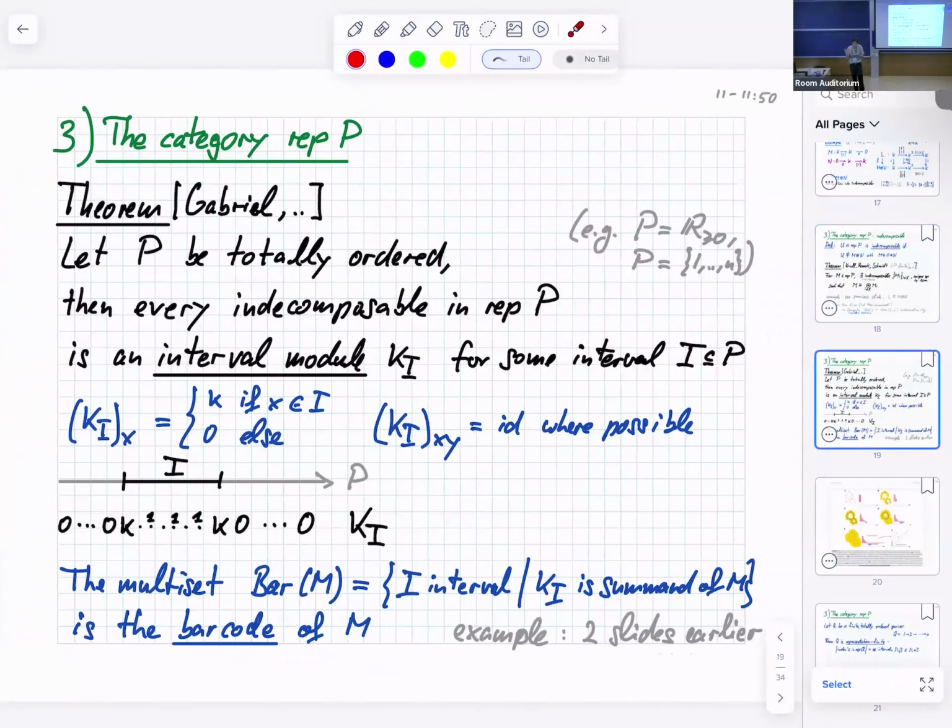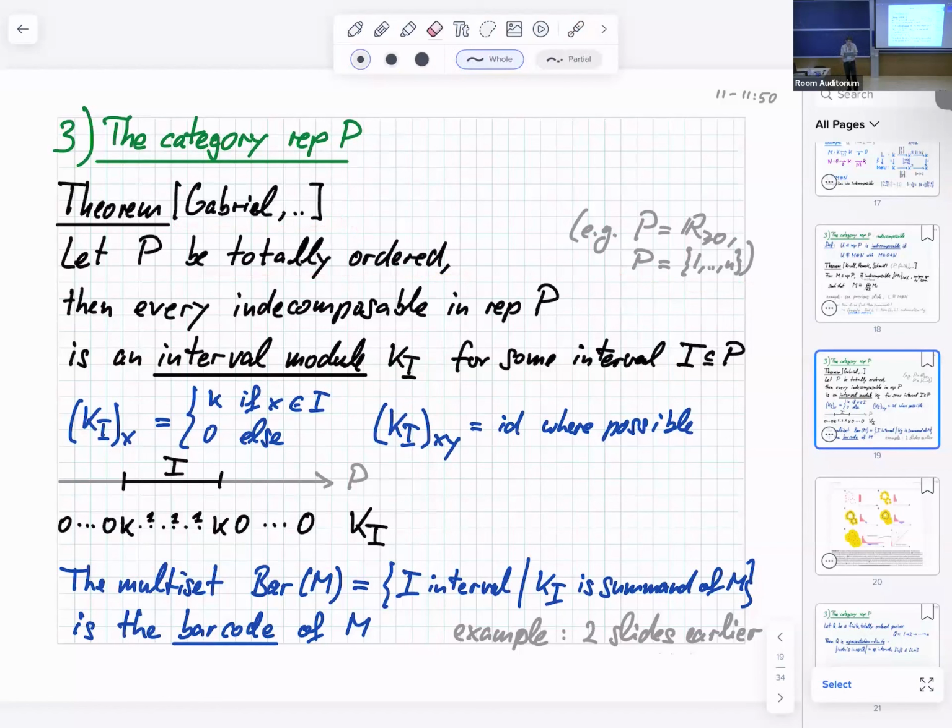However, there are some situations that are much better understood. And this situation for posets is where the poset is totally ordered. So in our example, we had the positive real numbers, or you can take the finite poset ordered 1, 2, 3, 4 up to n. In these situations where the poset is totally ordered, and this is a theorem that is well known for the finite case, for the infinite case this is an example in Gabriel's book, and it has been published in the TDA literature by Botnan and Crawley-Boevey.